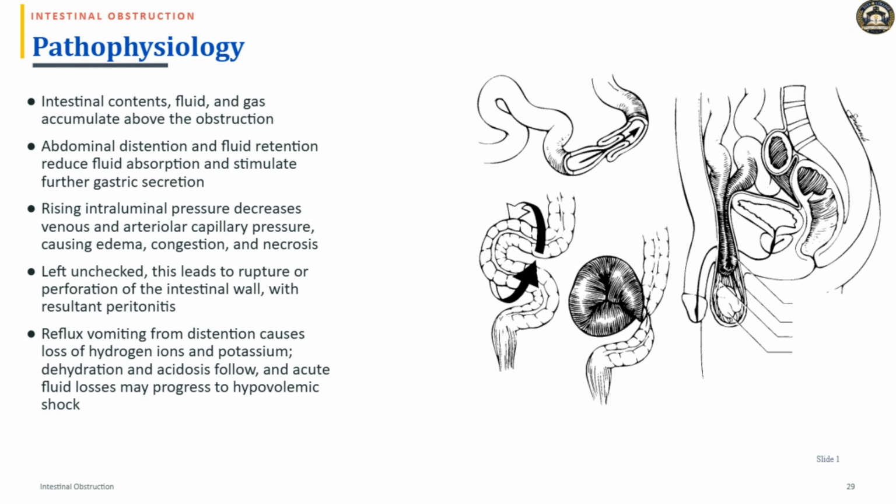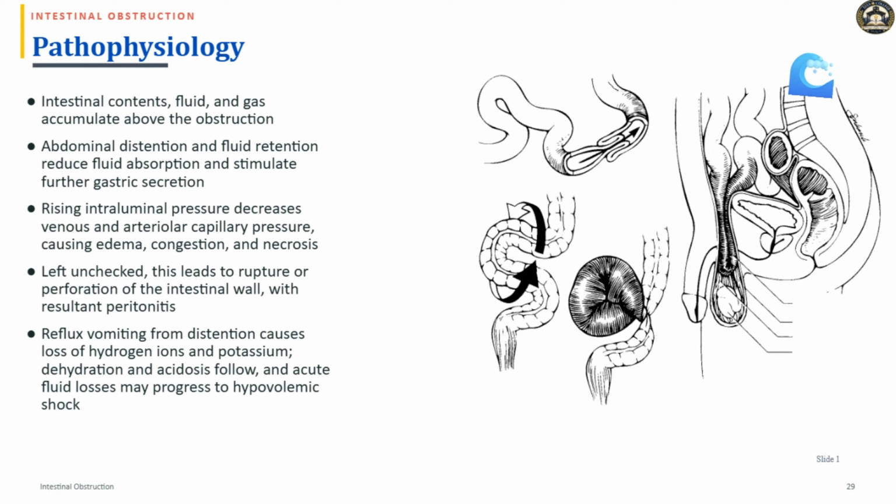The pathophysiology of intestinal obstruction involves a cascade of events. Initially, intestinal contents, fluid, and gas accumulate above the point of obstruction. This leads to abdominal distension and fluid retention, which in turn reduces fluid absorption and stimulates further gastric secretion. As intraluminal pressure rises, venous and arterial or capillary pressure decreases, resulting in edema, congestion, and ultimately tissue necrosis.